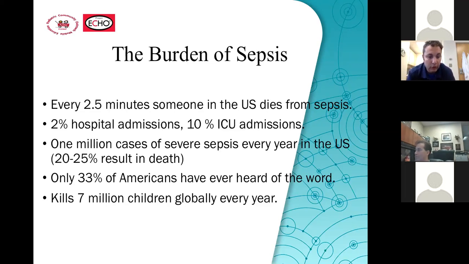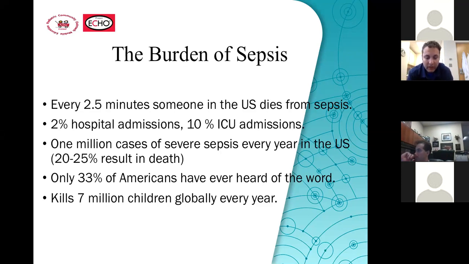It's 2% of hospital admissions in adults and about 10% in the ICU. And I was looking at the pediatric ICU. Recent data is a little bit less than adult, but it is about 8% of patients admitted to the pediatric ICU with a diagnosis of sepsis. There are 1 million cases in the United States, adult plus pediatrics. In adults, we lose about 20 to 25% of these.